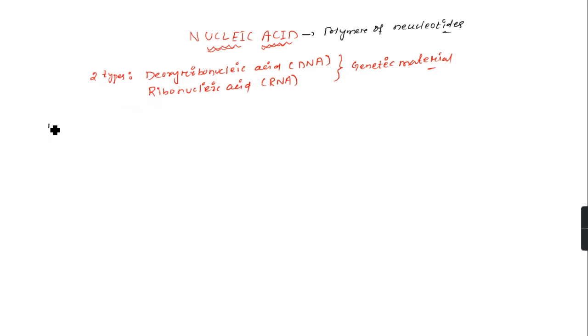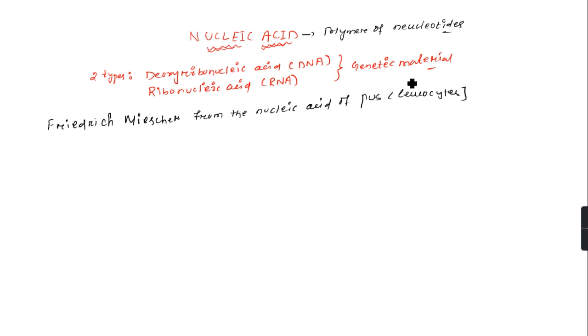Nucleic acid was discovered by Friedrich Miescher from the nucleic acid of pus cells, that is leukocytes.